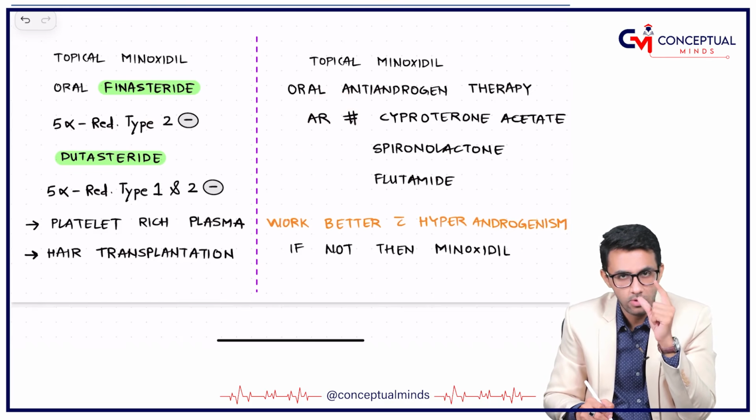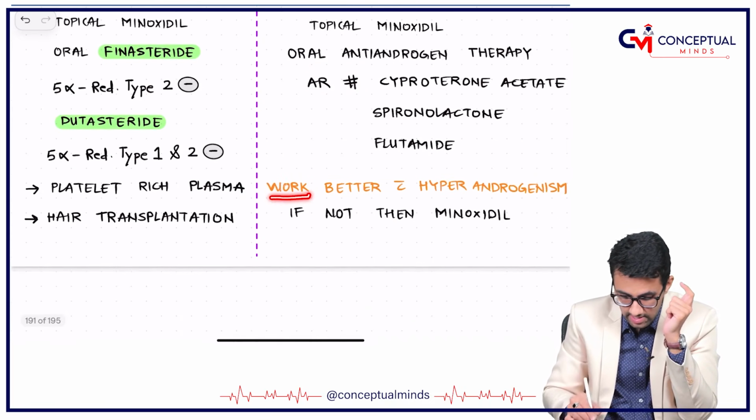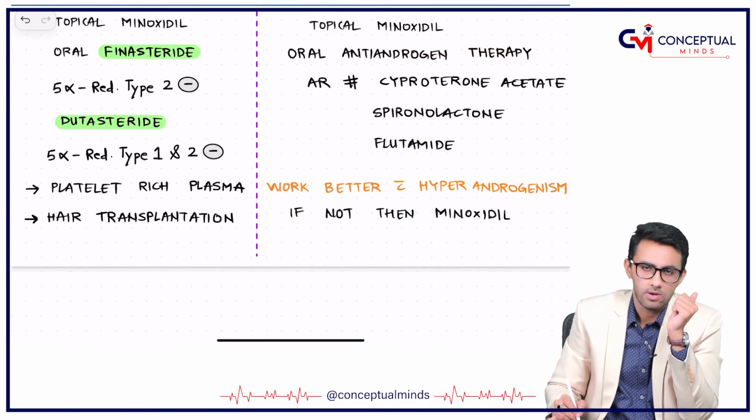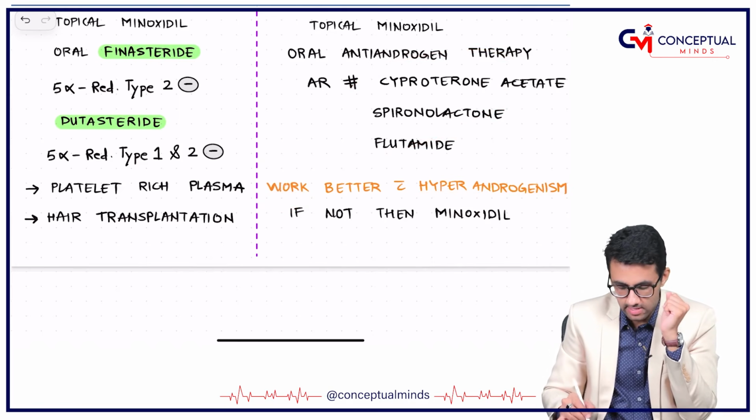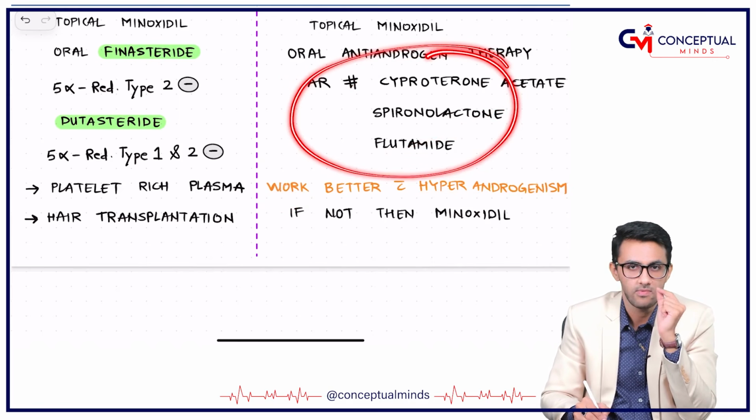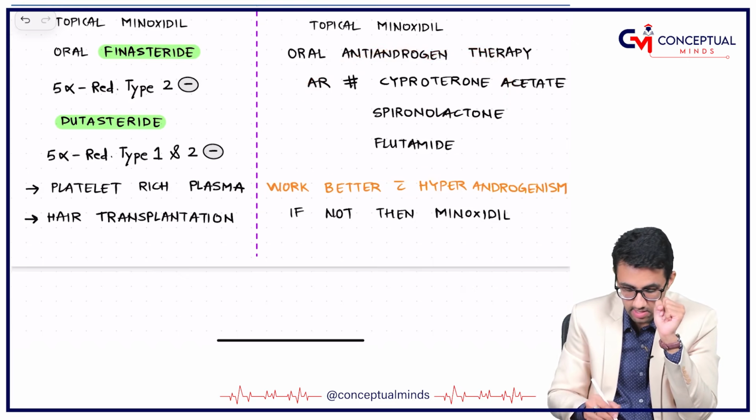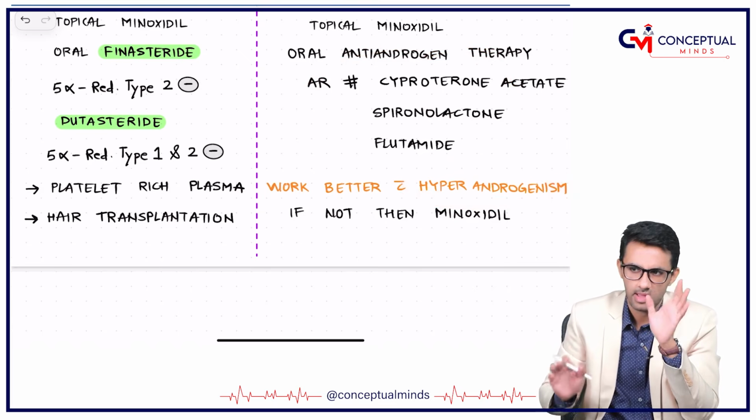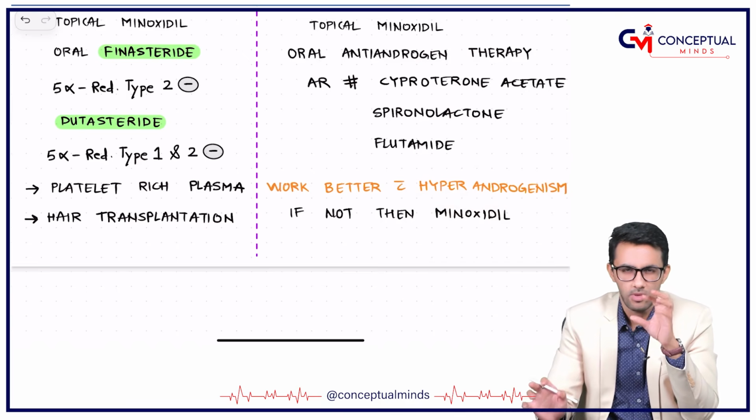And when to use what? This is a good question too. They work better in conditions with hyperandrogenism. When there is hyperandrogenism, in these conditions the androgen receptor blockers will work well, then minoxidil. But if these conditions are not there, like hyperandrogenic conditions are not there in the patient, the patient is normal, no history of PCOS, nothing.